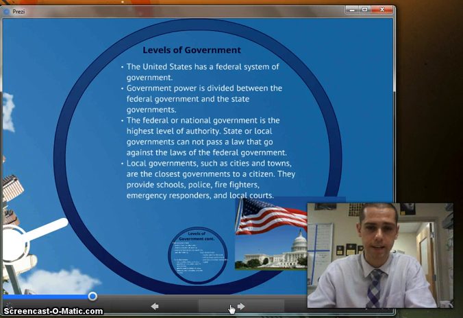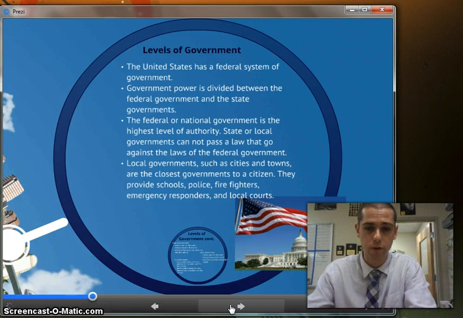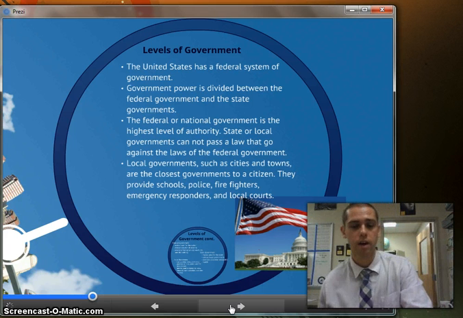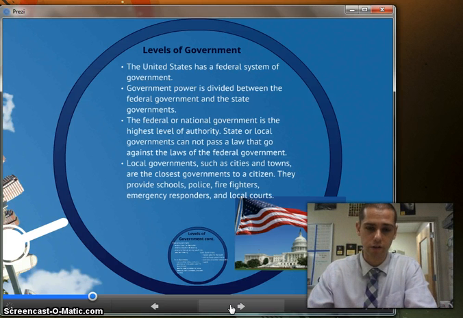State or local governments cannot pass a law that goes against the laws of the federal government. That would be kind of like having your little brother tell you to do something that goes against what your mom or dad decided to do. The federal government would be like your mom and dad and the highest form of authority, and your little brother or sister would be on the lower level. Local governments such as cities and towns are the closest governments to a citizen. They are under the control of the federal government, but they do have an opportunity to help out with local issues that the federal government and the national legislatures may not even know about. So they're really important as well.